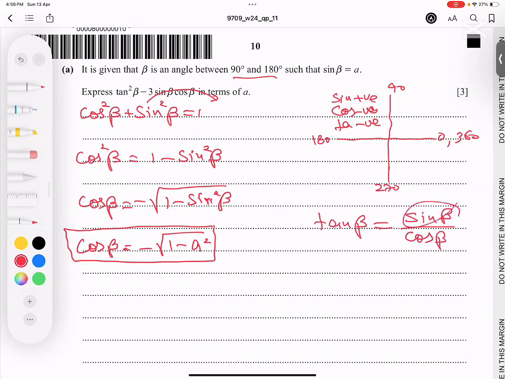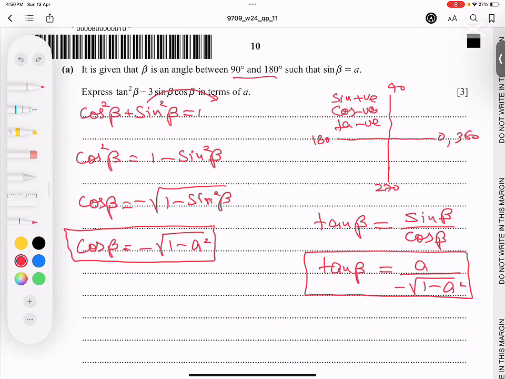And sine beta value is a, and cos beta value is this. So if I use it here, sine beta is a and this is negative. And this is my value. I got a value of tan beta. I put it in this box. Okay. And make sure again this is negative, because tan is negative in the second quadrant.